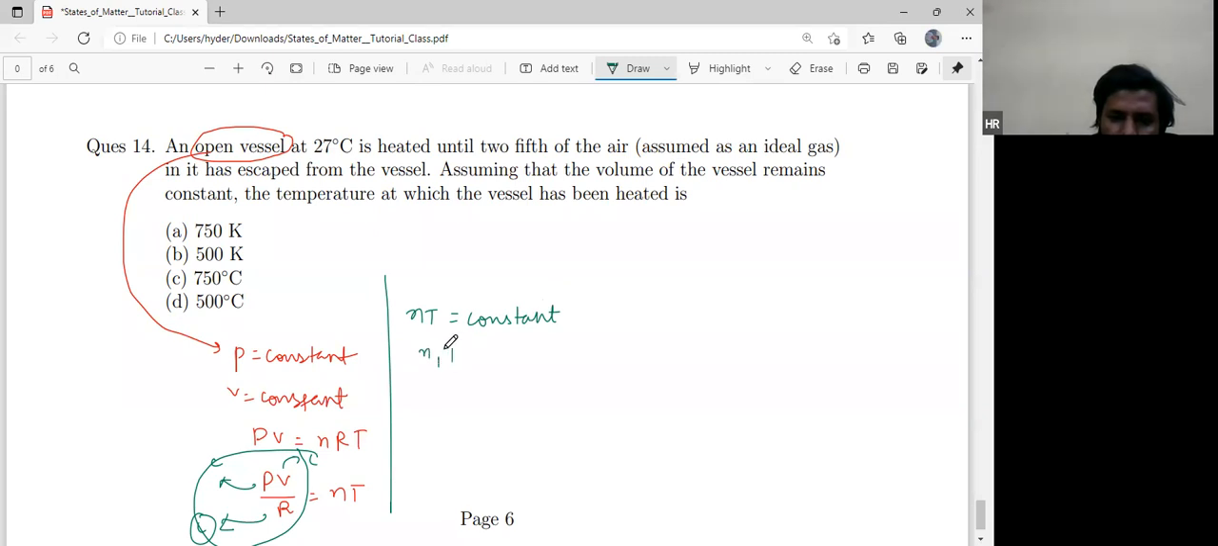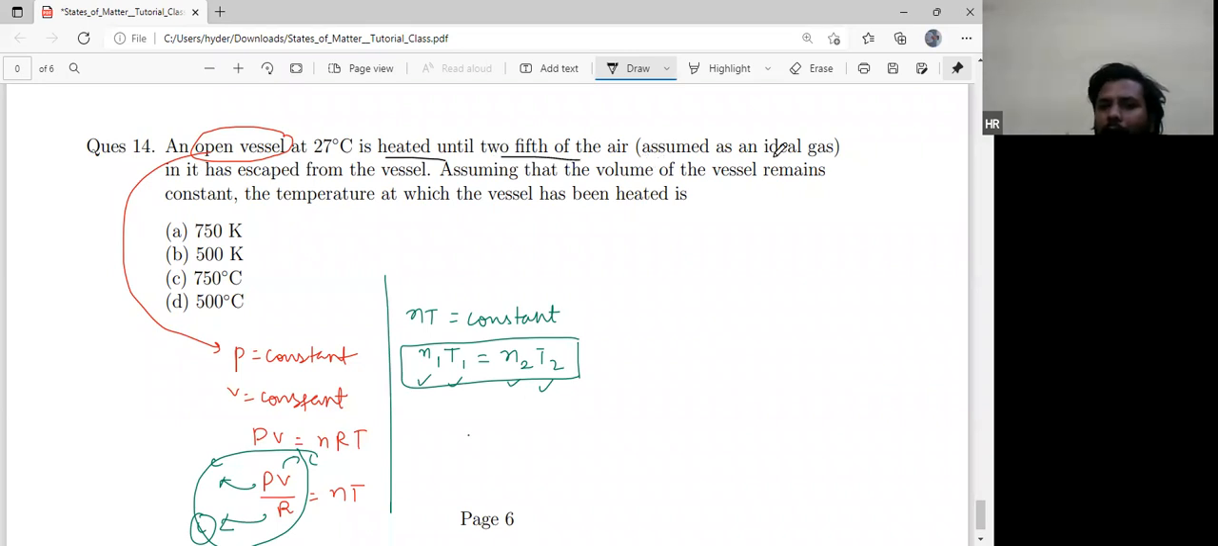So we can write the equation n1T1 equals n2T2. This is the initial number of moles, this is the initial temperature, this is the final number of moles, final temperature. Now according to the question, an open vessel at 27 degrees centigrade is heated until 2/5 of the air, assumed as an ideal gas in it, has escaped from the vessel. Let's suppose the initial number of moles is n and the temperature is given, 27 degrees centigrade, which converted into Kelvin is 300 Kelvin.